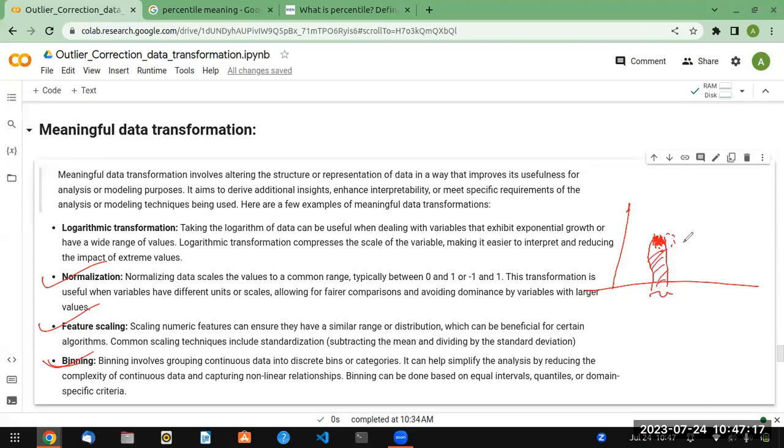Then you divide this as a bin, and whatever points are inside that bin, you count them. You need not consider each point, because if you consider each point, it's overlapping and it will be very difficult to interpret the data or the visualization. So instead, make overlapping points into one bin, and then bin-wise you identify or see the plot.